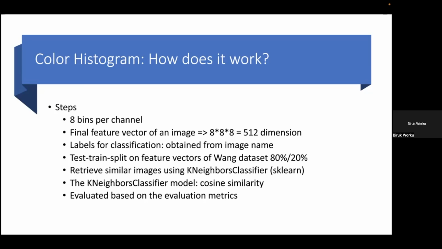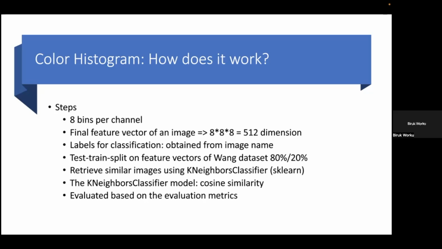In the end, a color histogram feature vector is obtained for each image. The feature vector is normalized, flattened into a one-dimensional array, and then stored in a local list. Classification label for the image dataset is obtained from the image name and then divided by 100 to produce a label value in the range of 0 to 9, representing each of the 10 classes in the one dataset.